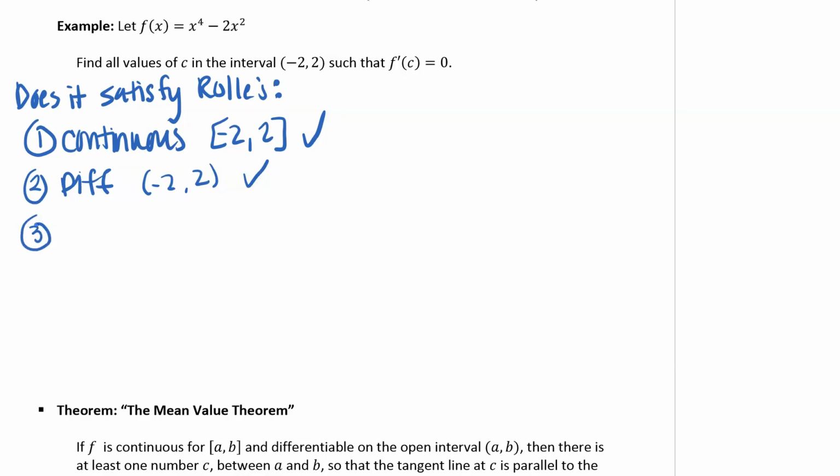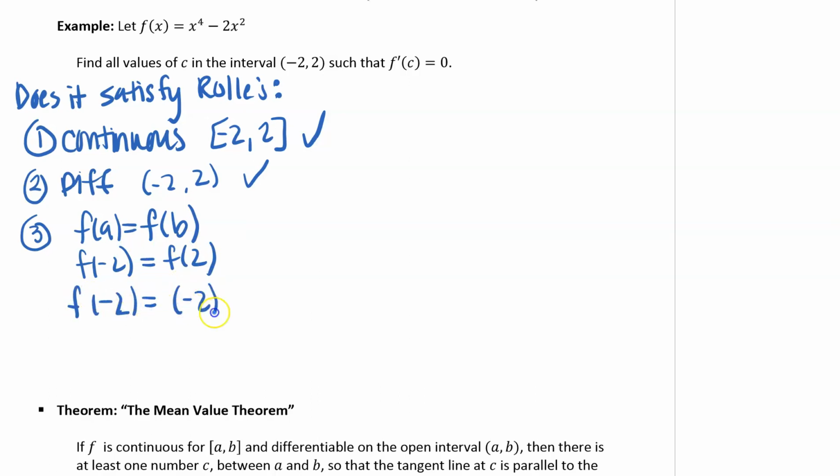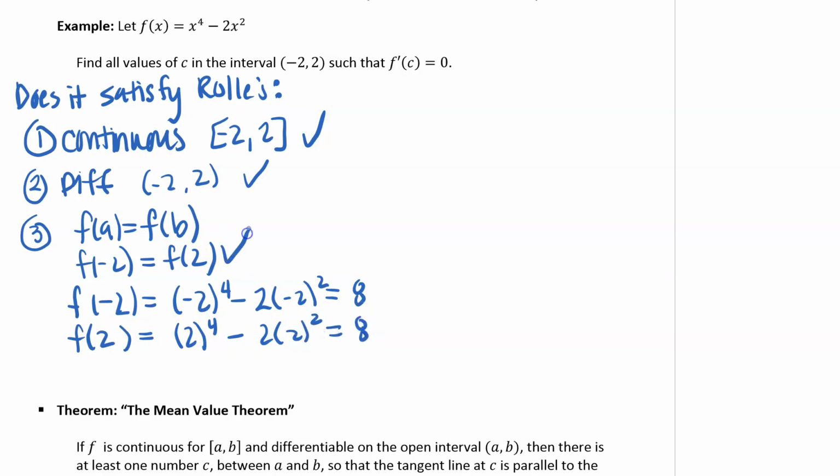Step 3, and this is how I would want a test question played out, is f of a equal to f of b? Well, let's figure that out and see. Is f of -2 equal to f of 2? So I'm going to take f of -2 and plug it into my function. That would be -2 to the fourth minus 2 times -2 squared, and that gives me a value of +8. I'm going to take +2 and plug it into the same function, and that also gives me a value of 8. So yes, f of -2 is equal to f of 2. So we have satisfied these 3 conditions, so Rolle's is going to apply.